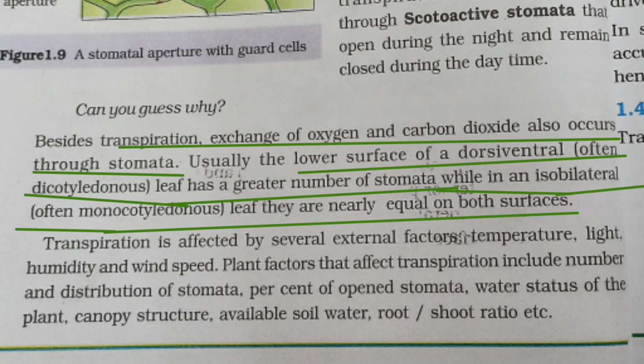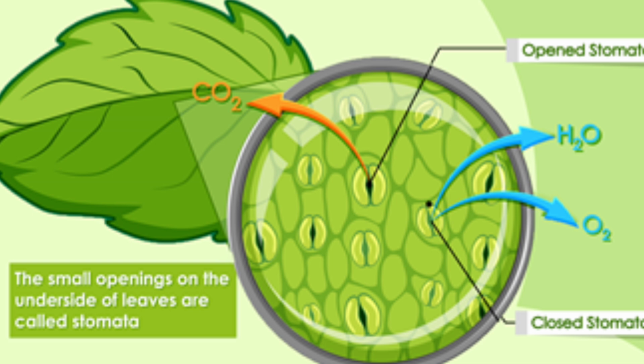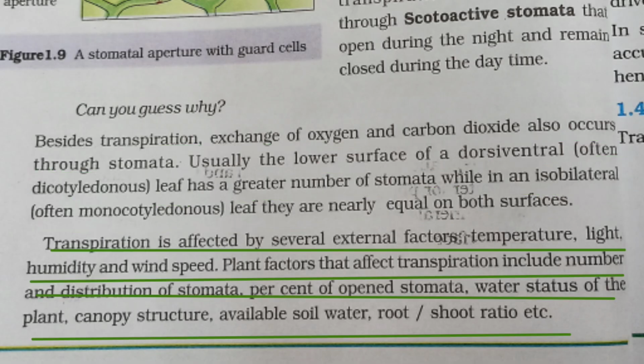Besides transpiration, exchange of oxygen and carbon dioxide also occurs through stomata. Usually, the lower surface of a dorsoventral leaf has a greater number of stomata, while in an isobilateral leaf they are nearly equal on both surfaces. Transpiration is affected by several external factors.